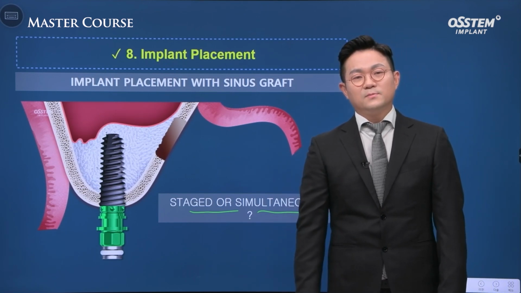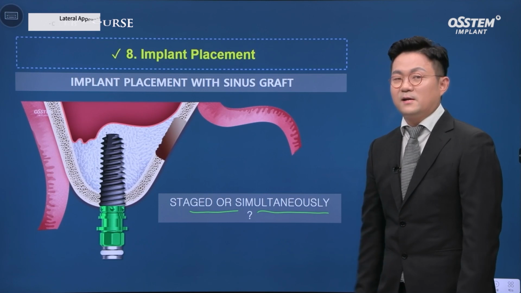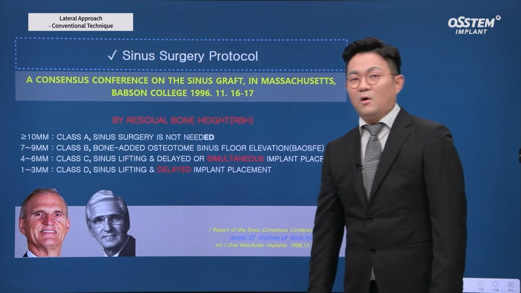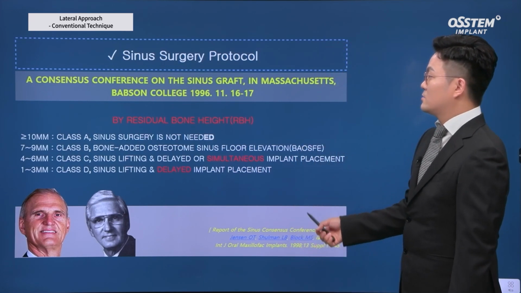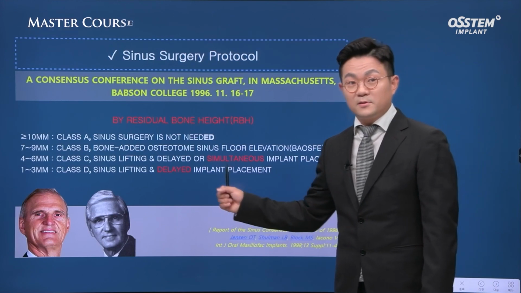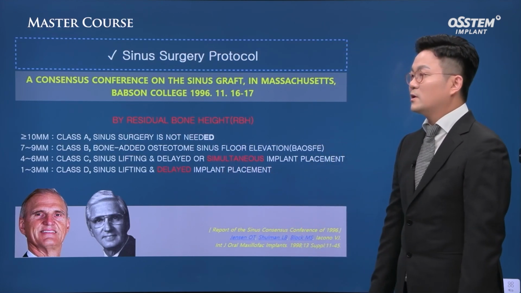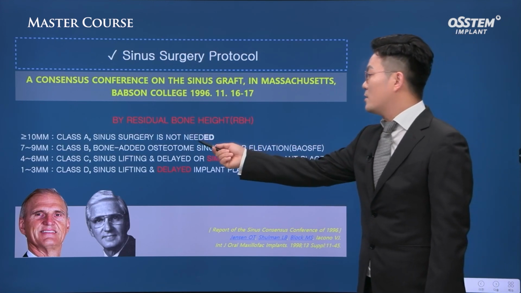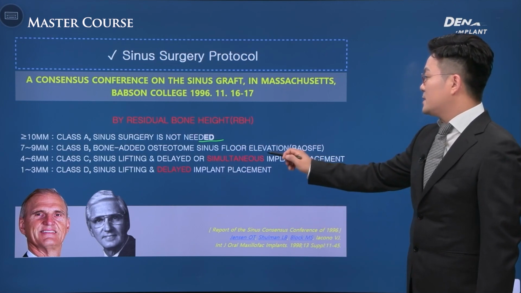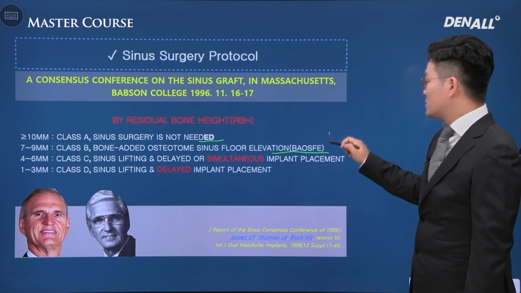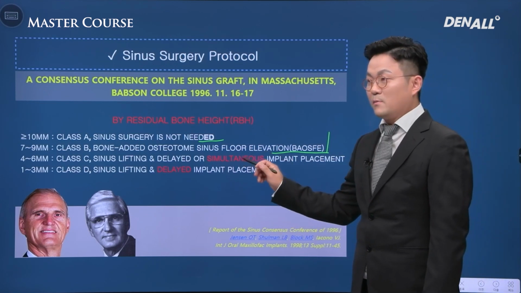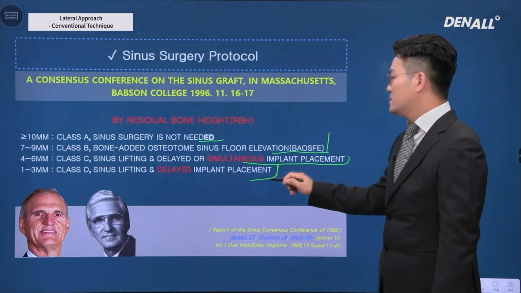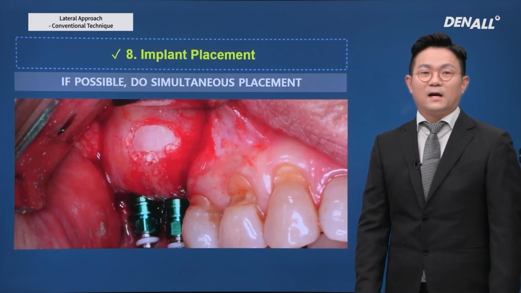Is it better to wait in a staged approach, or to do it at the same time, simultaneously? There are different opinions. This paper came out in 1998, and it's the first consensus conference report on sinus surgery protocol. So this was a protocol created in 96. If it's 10 millimeters, it's not much damage. And if there's that much residual bone, then use sinus floor elevation. And if it's like this, you can do simultaneous. Or if it's 1 to 3, then you have to do a delayed approach.